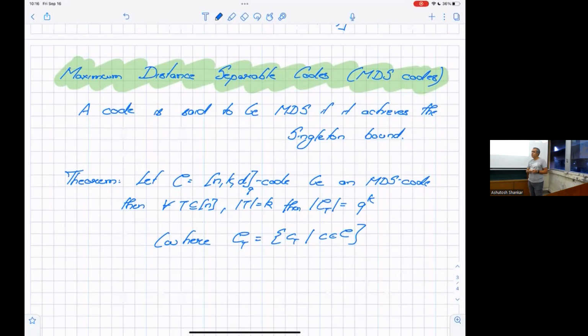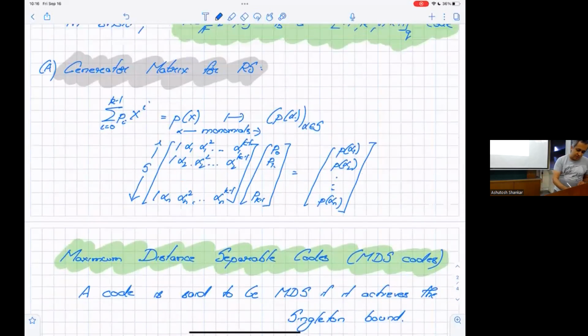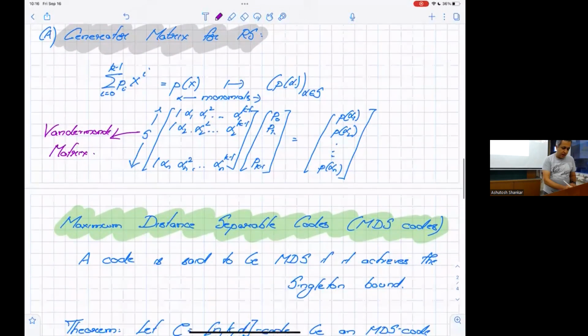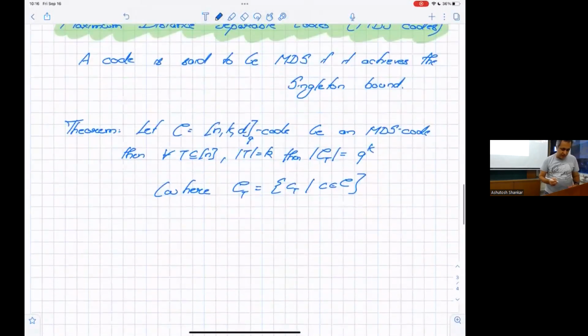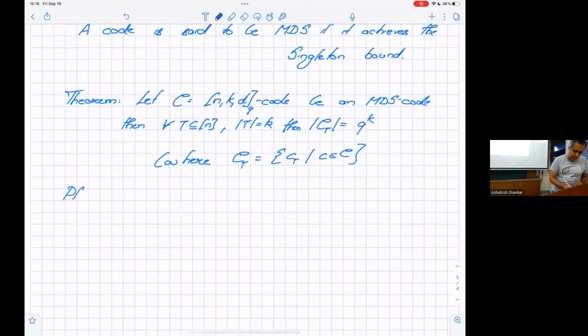It's unique because you're looking at the Vandermonde matrix. This is called the Vandermonde matrix. Let's see the proof of this in general also, but to start off with, let's see the proof for the Reed-Solomon case.